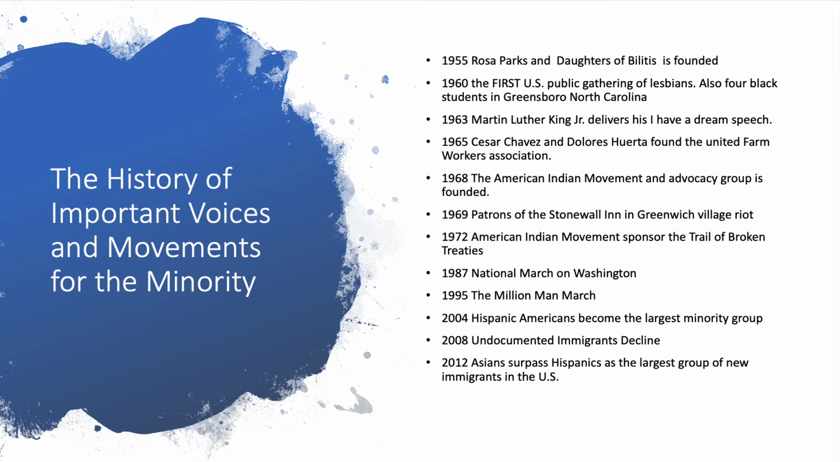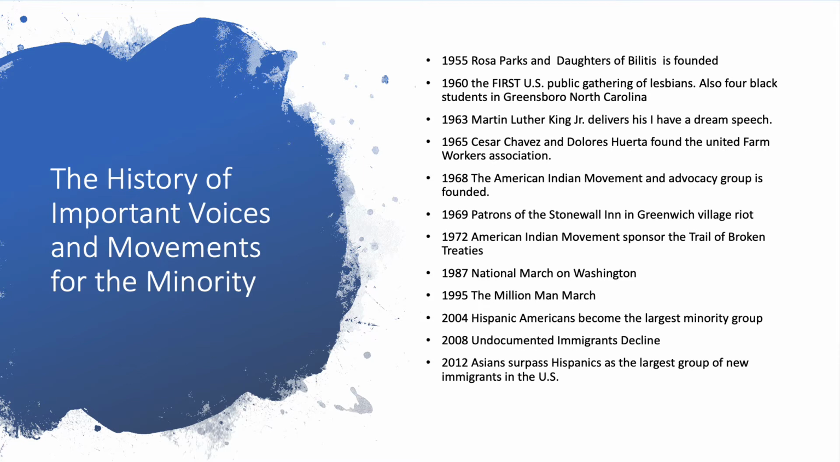be pushed. In 1987, the National March on Washington for lesbian and gay rights drew over 500,000 people, making it the largest civil rights demonstration in U.S. history. In 1995, the Million Man March was held in Washington, D.C. to put black issues back on the nation's political agenda.